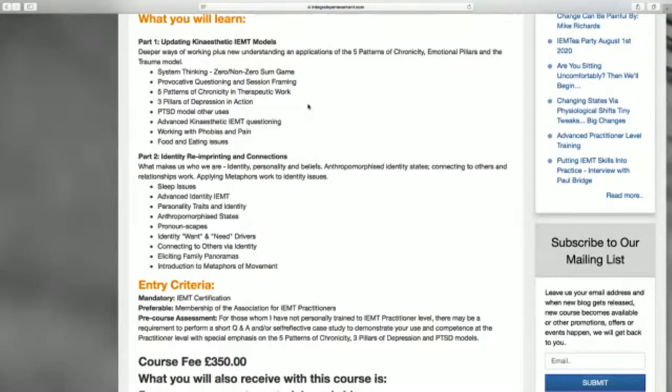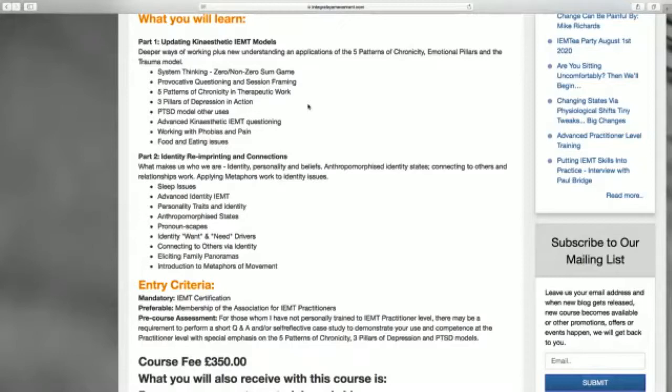Then I go into looking at the 5 patterns again, just to refresh it for people. It's one of those things that people often forget. They go away and never think about the 5 patterns of chronicity. Every client that comes in, you should be listening out for those patterns, because unless they are challenged, they're just going to go away and do it again. So I go into that more deeply. And likewise, the 3 pillars, going into the rule structures a bit more, to tie all of that in.